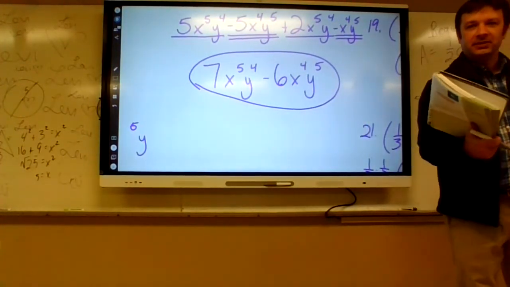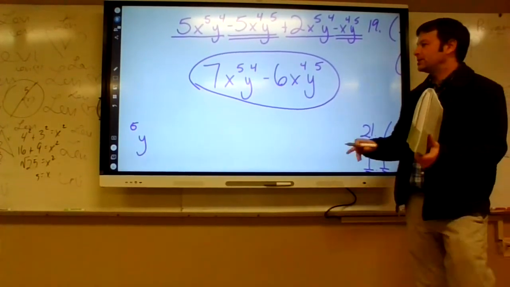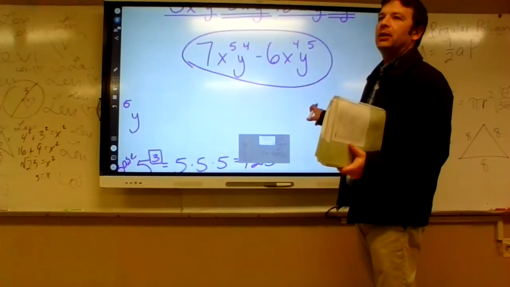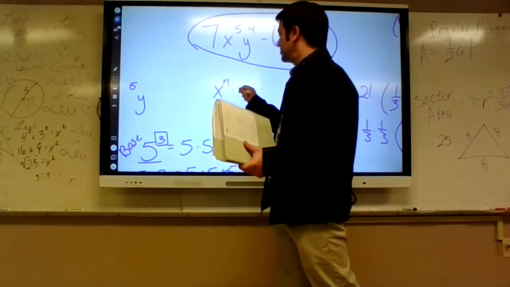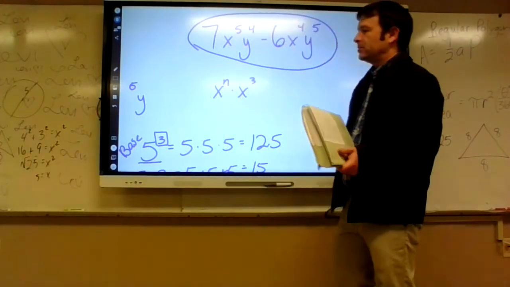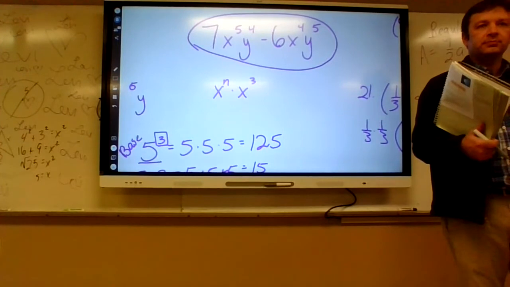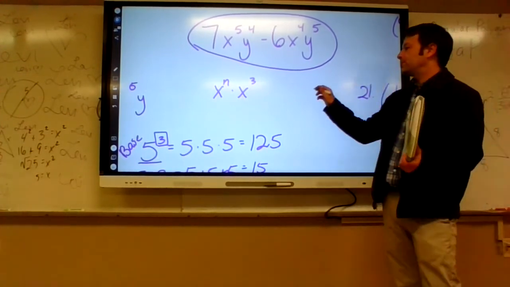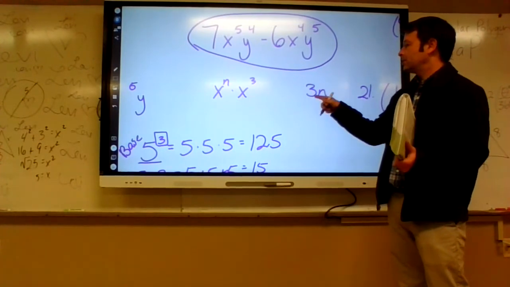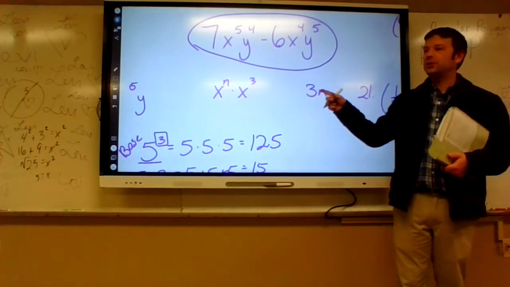We just should do number 31 and 32. Okay, 31: x to the n times x to the third. What do we do with the exponents in this situation? Okay, what does 3n mean? 3 times n.